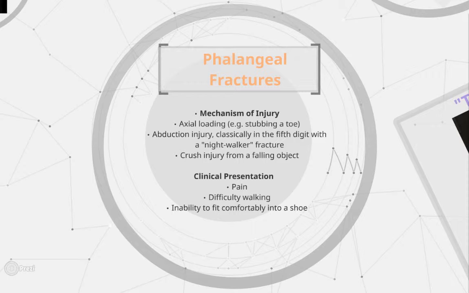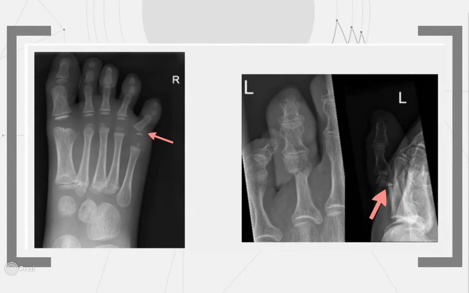These X-rays show, on the right, an angulated Salter-Harris 2 fracture of the fifth proximal phalanx, and X-ray on the left, a dorsally displaced transverse fracture of the neck of the third proximal phalanx.